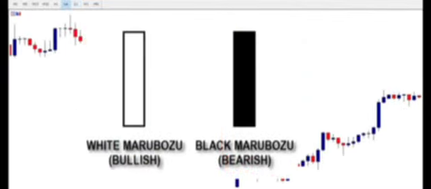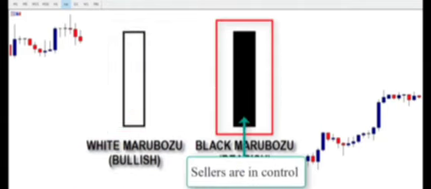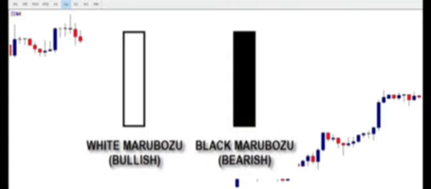Now let's move to another candlestick pattern, which is the Mariposa. The Mariposa pattern is the opposite version of the Doji candlestick pattern. If the Doji candlestick pattern indicates indecision in the market, the Mariposa indicates buyers' or sellers' domination. So what does the word Mariposa mean? The word Mariposa means bald head or shaved head in Japanese. And this is reflected in the candlestick's lack of wicks.